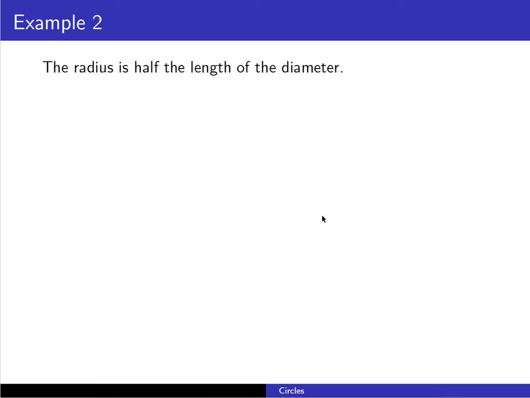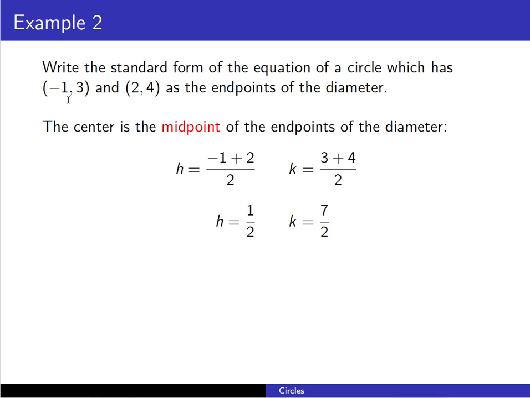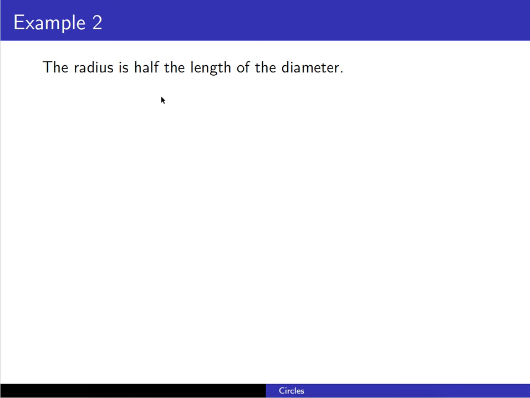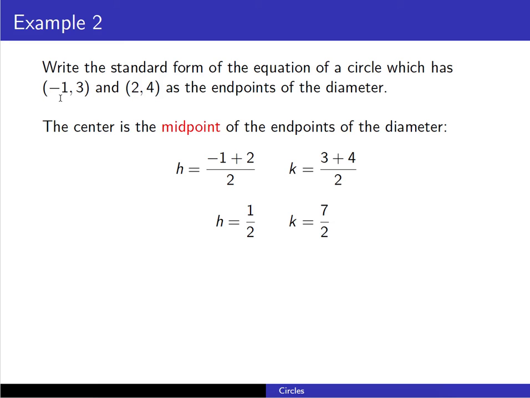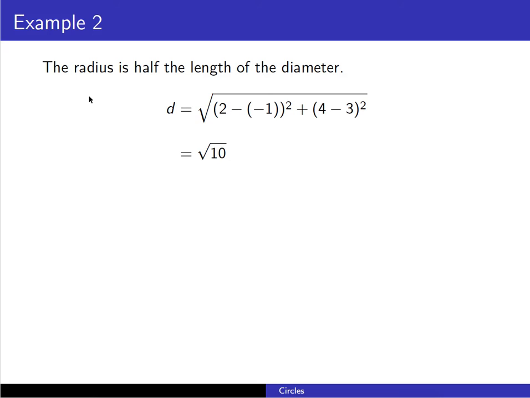So the radius is going to be half the length of the diameter. Our diameter again goes from -1, 3 to 2, 4. So if we find the distance between those 2 points, 2 minus -1 squared plus 4 minus 3 squared, that'll give us the square root of 10 as the length of the diameter. Bear in mind, though, the radius is going to be half that amount. So if the diameter is the square root of 10, the radius is the square root of 10 divided by 2, or half the square root of 10.